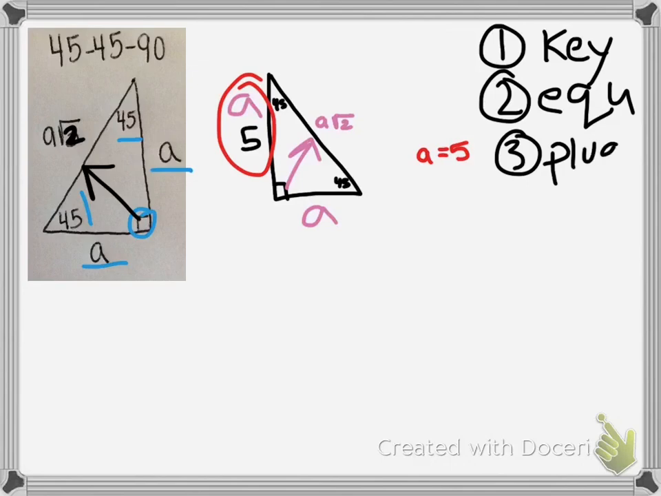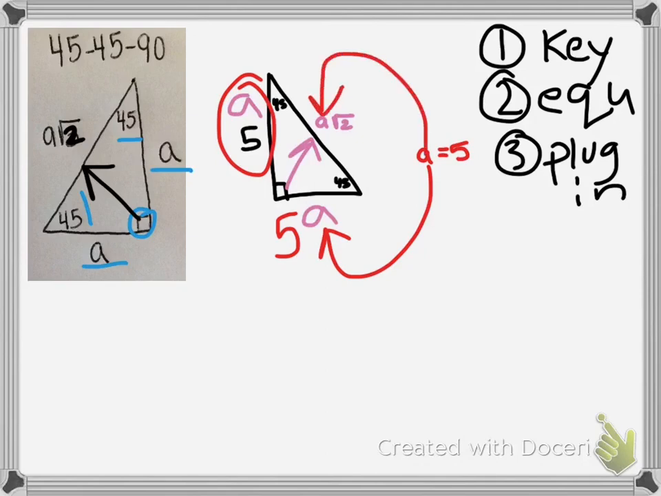Once you have your equation and you've solved it, our third step is to plug it back in. So we want to focus on these steps: write the key, write the equation and solve it, plug back in. Once we know A equals 5, we're going to plug that back in. Let's plug A in here. What's that side? 5. Let's plug A in here. This side is 5 root 2.